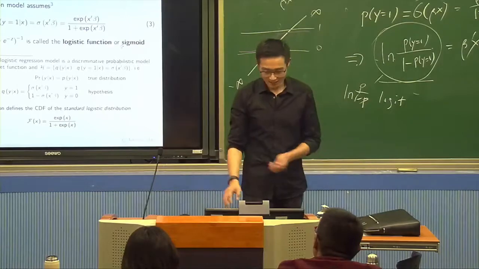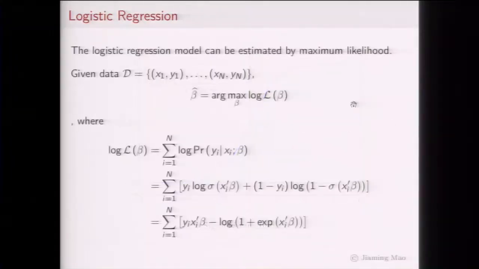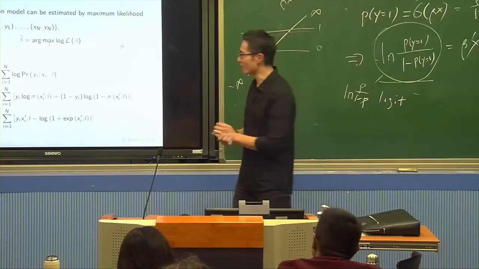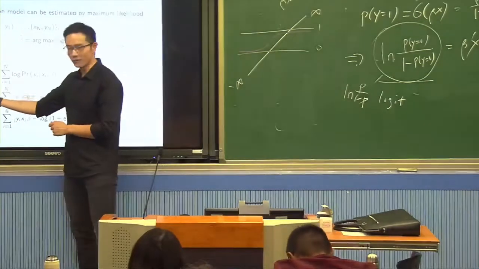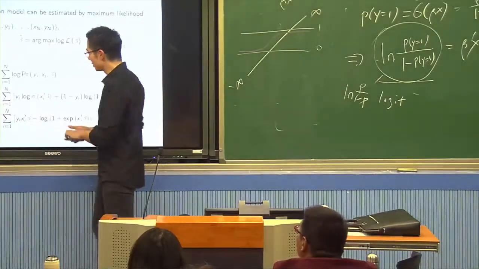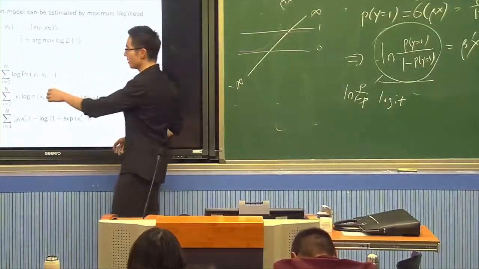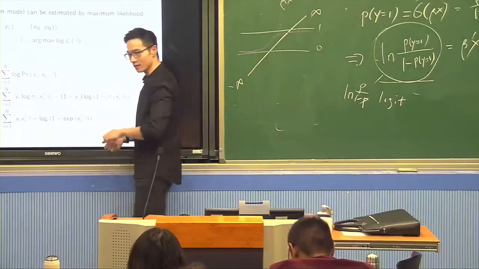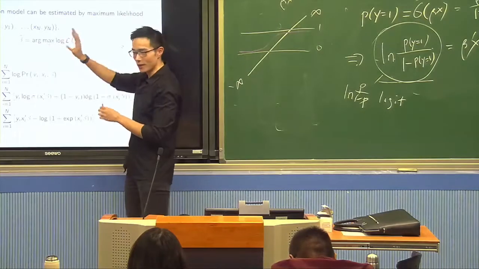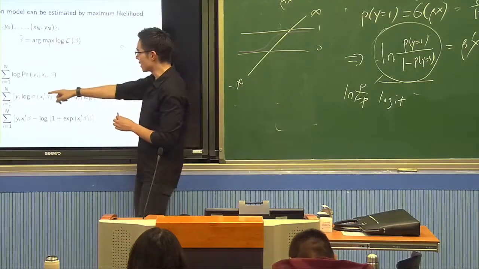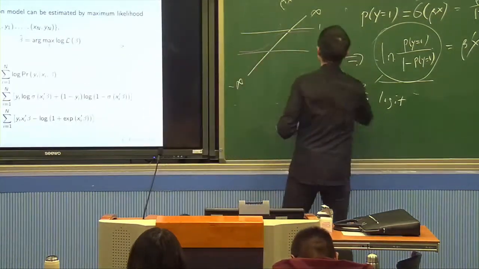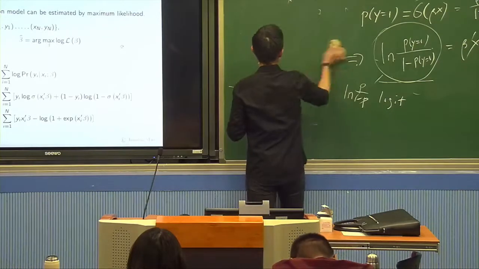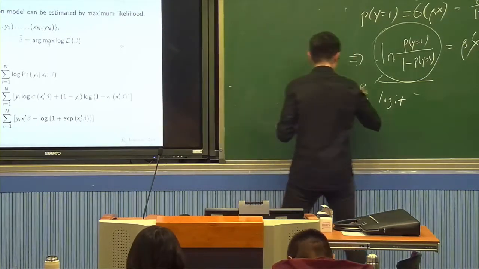Very simple. But how do we actually do MLE? Well, you have to write out the log likelihood function, right? So I observe n data points, and my likelihood function is the probability of yi conditional on xi given the beta. And then if you write it out, I'll just do it here, but you should be able to.